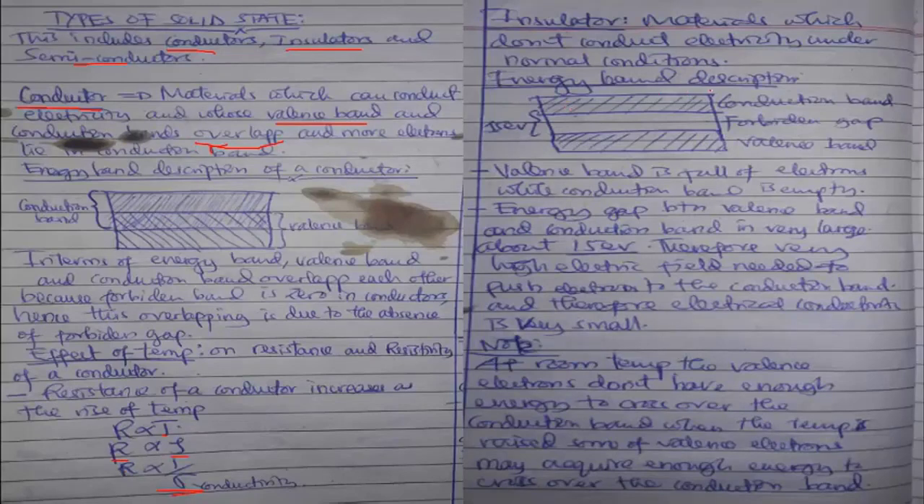So for insulators, the energy band description, as you can see here, is around 15 electron volts. There is a forbidden gap here, as you can see in the arrangement. Electrons can be excited to the conduction band, but under normal conditions the energy required is very large, so it's usually not possible. The valence band is full of electrons, as you can see. The energy gap between the valence band and conduction band is very large. Therefore, to conduct is difficult, about 15 electron volts.